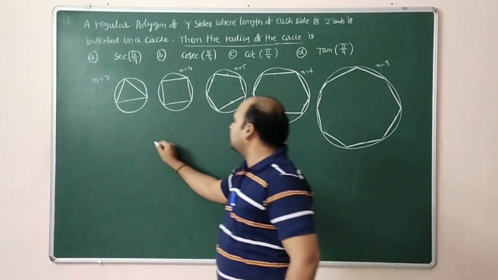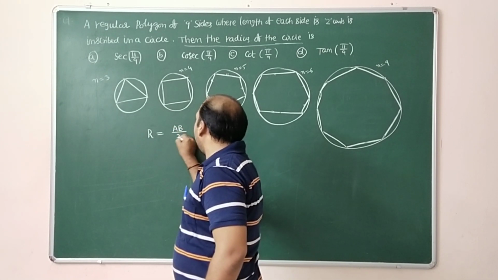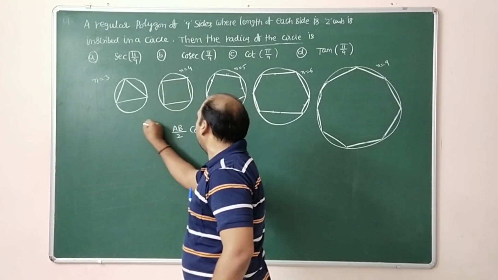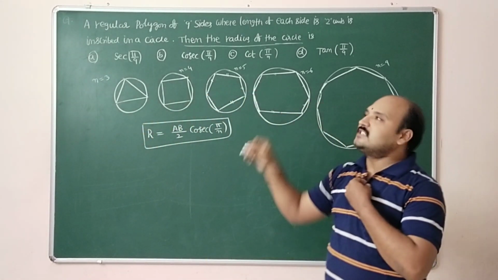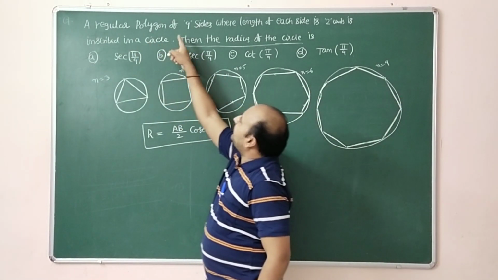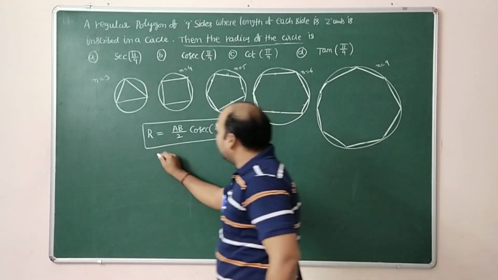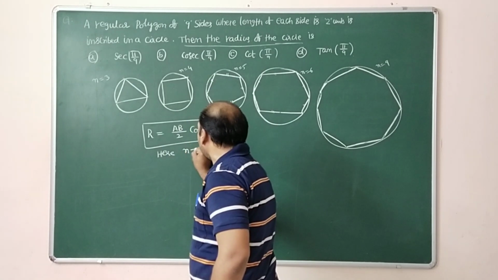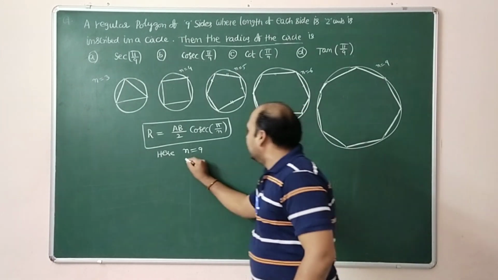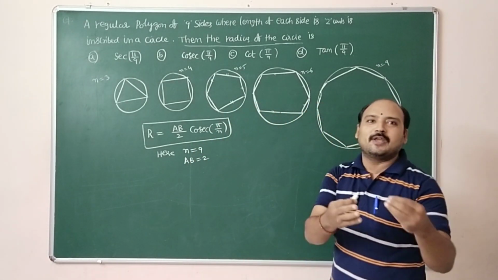So for that we have a standard formula. Capital R is equal to AB divided by 2 into cosecant of pi by n. This is the standard formula to calculate this type of problems. According to the question, the regular polygon of 9 sides, number of sides means n is equal to 9. And each side is equal to 2 units. So each side means AB is equal to 2. So this value you can substitute in this formula, we can get the answer.